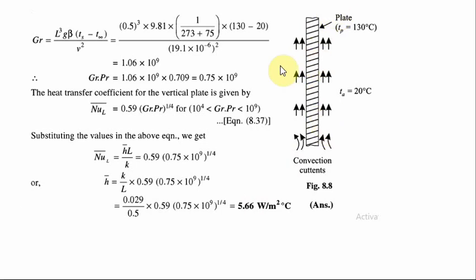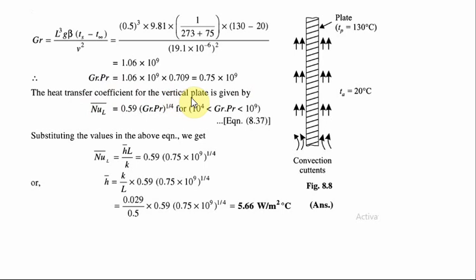Now we calculate the Grashof number, g beta L cube, where L is the characteristic length, 0.5, beta is 1 by Tf in Kelvin, times Ts minus T infinity, divided by nu square. If you multiply Gr and Pr, for deciding whether it is laminar or turbulent, you get 0.75 into 10 raised to 9.